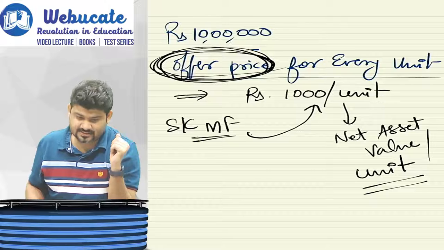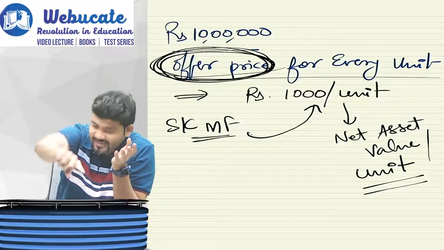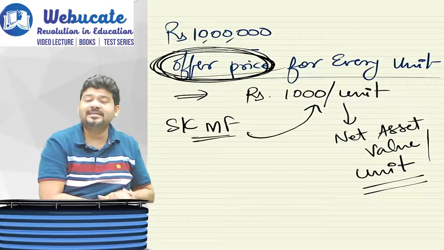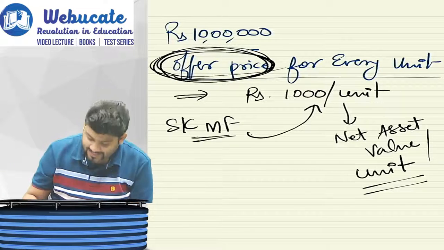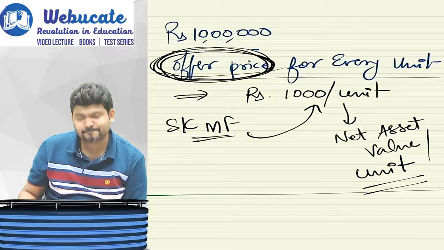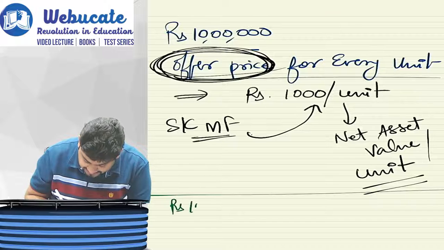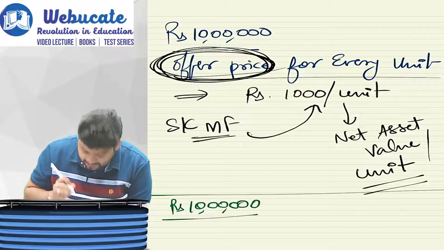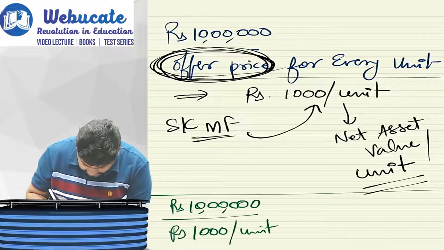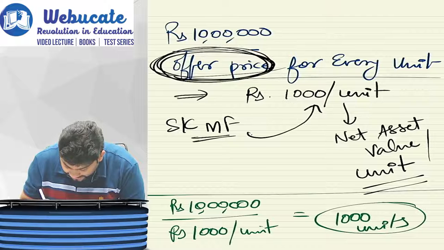My offer price to start with, or what you call as the net asset value, what it is, I will explain. Don't worry. But that, ladies and gentlemen, is rupees 1000 per unit. Tell me, how many units am I basically going to offer to you if you are going to give me rupees 10 lakh? I'm waiting for your answers. Correct. So you will say, sir, rupees 10 lakh is what we are going to give you. So you are going to charge us 1000 per unit. So in return, how many units we will get? In return, we will get 1000 units.